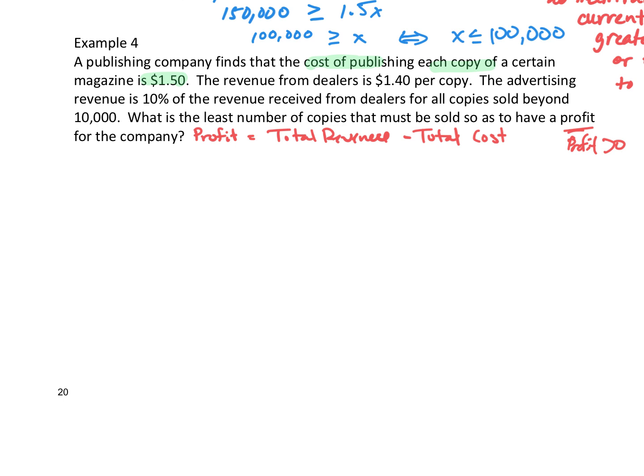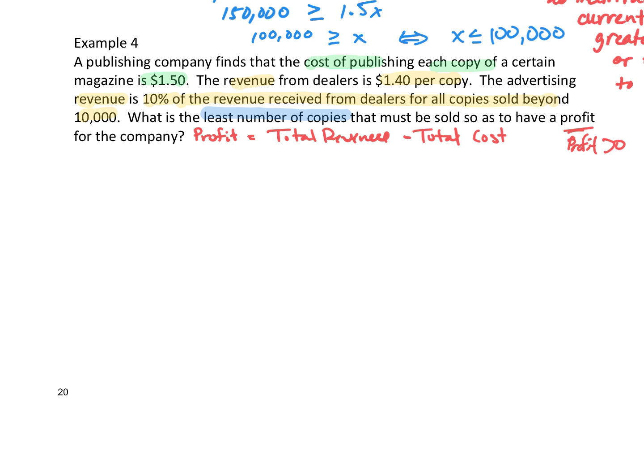The revenue from dealers is $1.40 per copy. So this is revenue, so I'm doing revenue, okay? The advertising revenue is, so here's some more about revenue, 10% of the revenue received from dealers for all copies sold beyond 10,000. And the thing we want to know is, what is the least number of copies that must be sold to have a profit for the company?